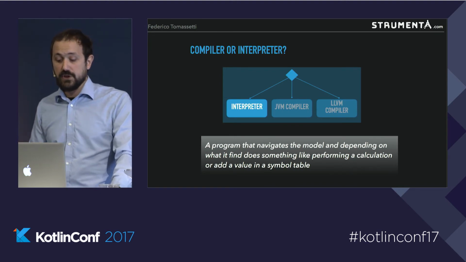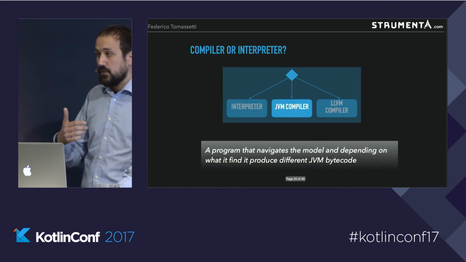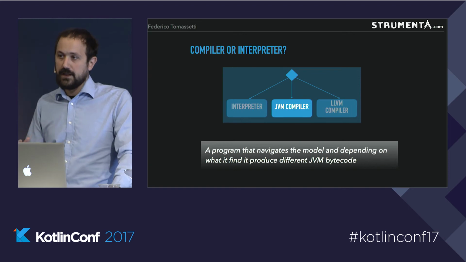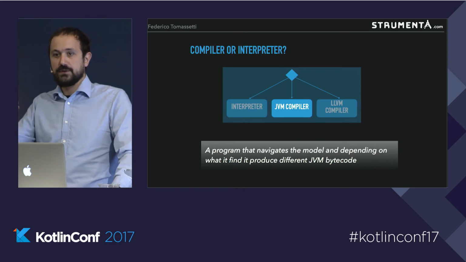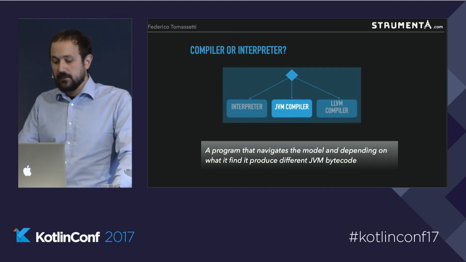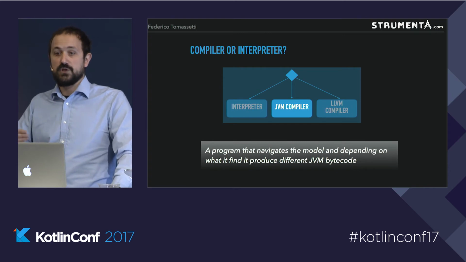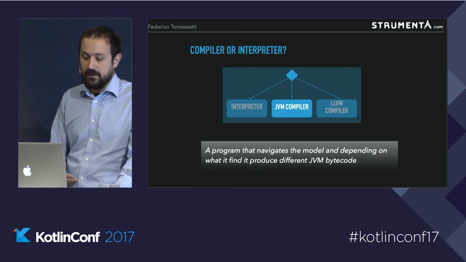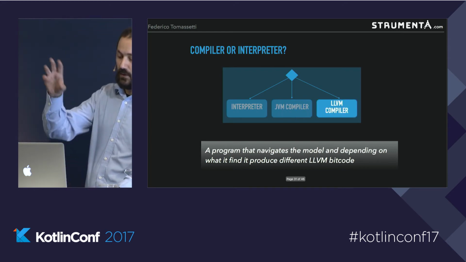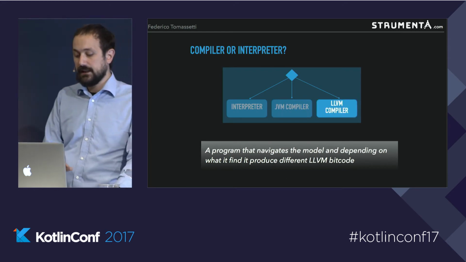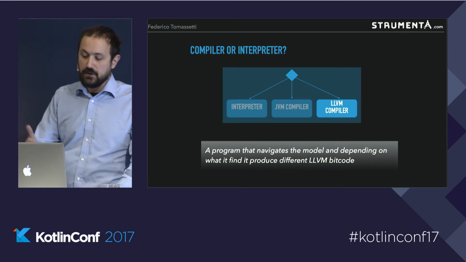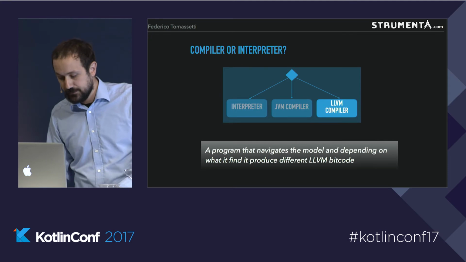Or I could define a JVM compiler. We can consider a compiler as a special case of an interpreter, because also the compiler will navigate the tree and do something. But this do something will correspond to emit some JVM bytecode. Very similarly, I can have an LLVM compiler that, again, will navigate the model and generate, in this case, LLVM bitcode that I can use to generate native executables.